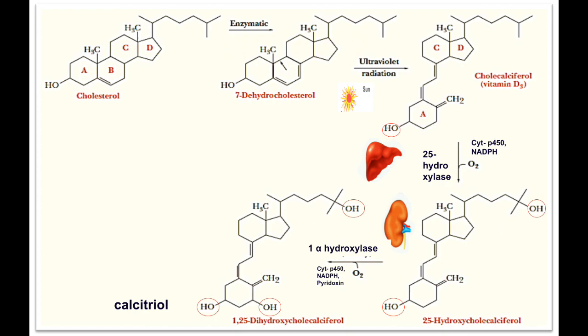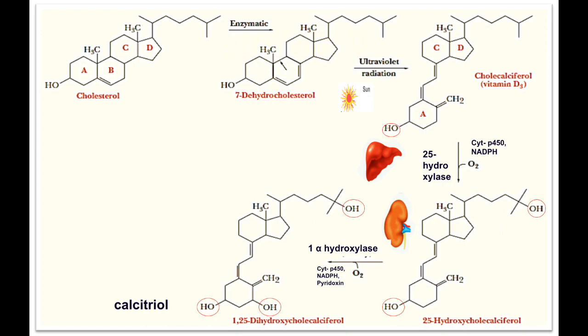Then this 7-dehydrocholesterol, which is present in the epidermis of skin, when exposed to sunlight, the ultraviolet in the sunlight will convert 7-dehydrocholesterol to cholecalciferol, that is vitamin D3. Then vitamin D3 is transported to the liver by binding with vitamin D binding protein.